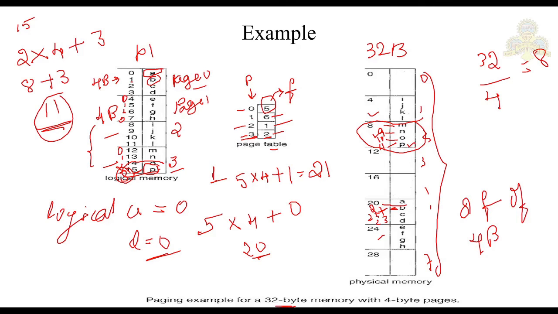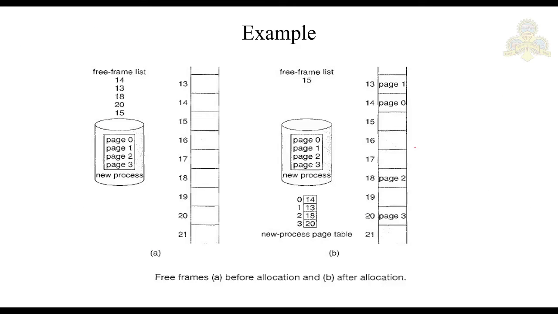Now let us consider one more diagram. This diagram shows how your frame list would be: what the free frames are before allocation of a page to a particular frame, and after allocation, which is quite easy. Say in the main memory we have these free frames: 14, 13, 18, 20 and 15. And suppose we have a process P1 which has 4 pages: 0, 1, 2, 3.